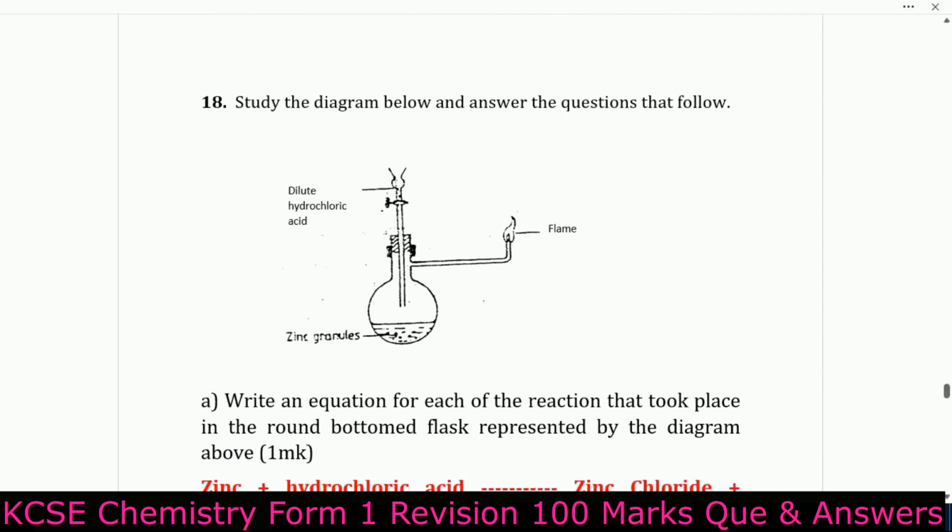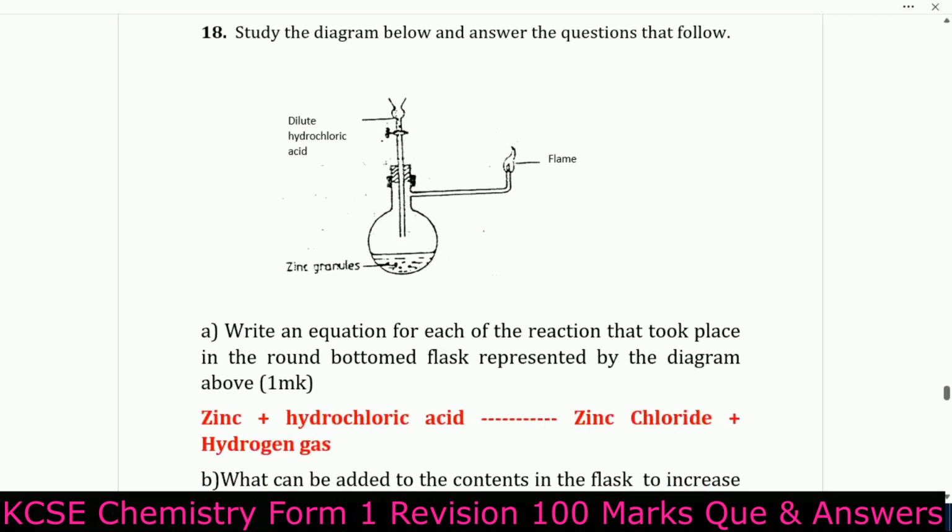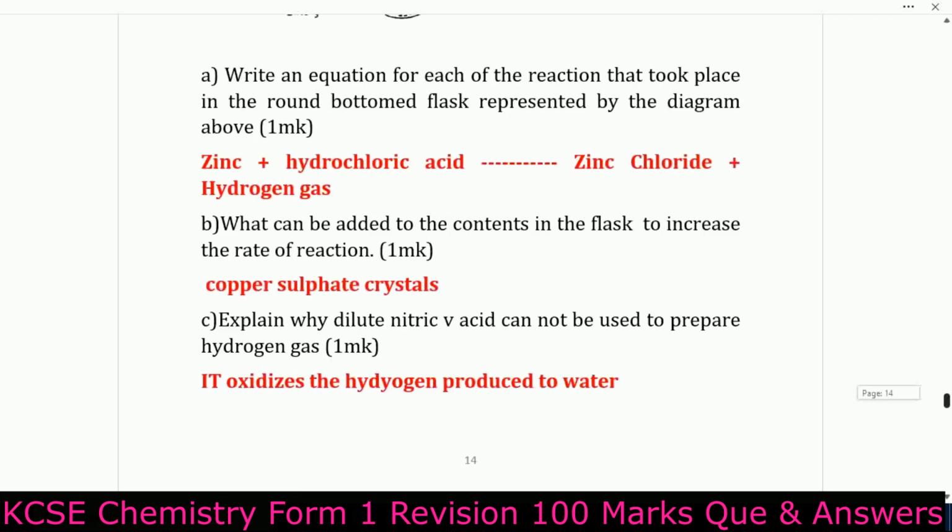Number 18, study the diagram below and answer the questions that follow. You have dilute hydrochloric acid, we have a flame, we have zinc granules. You are told, write an equation for the reaction that took place in the round bottomed flask represented by the diagram above. So we have zinc plus hydrochloric acid, you get zinc chloride plus hydrogen gas. That's why you can see the flame.